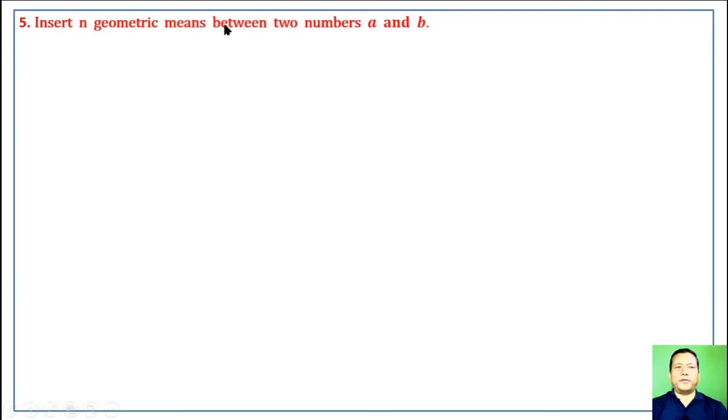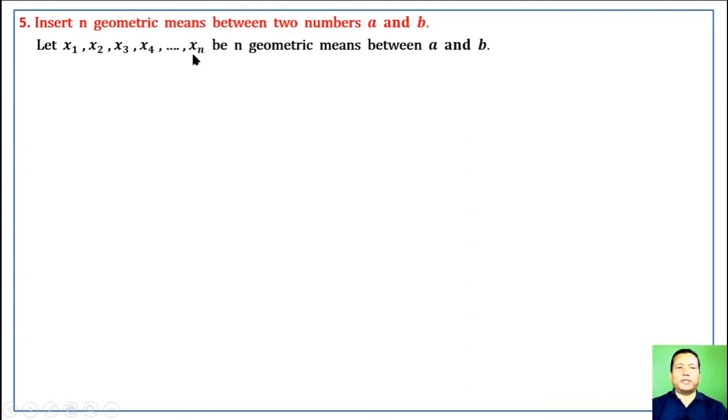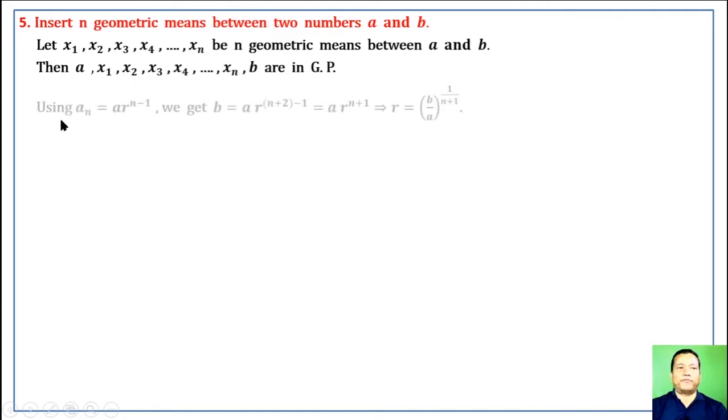Insert n geometric means between two numbers a and b. We have to fill up n geometric means between a and b. Let x1, x2, x3, x4, ..., xn be n geometric means between a and b. Then a, x1, x2, x3, x4, ..., xn, b are in GP. Using the general term, that is an equal to a times r to the power n minus 1, we get b. An is replaced by b because it is the last term, and in this GP, a is the first term, the common ratio is taken as r, and the number of terms from a to b is n plus 2. Therefore, we have to put n plus 2 for n.